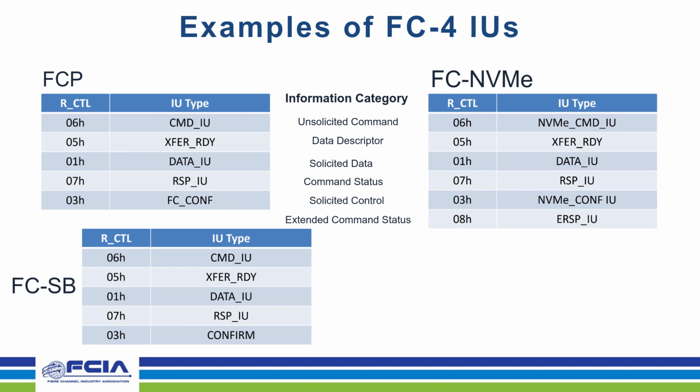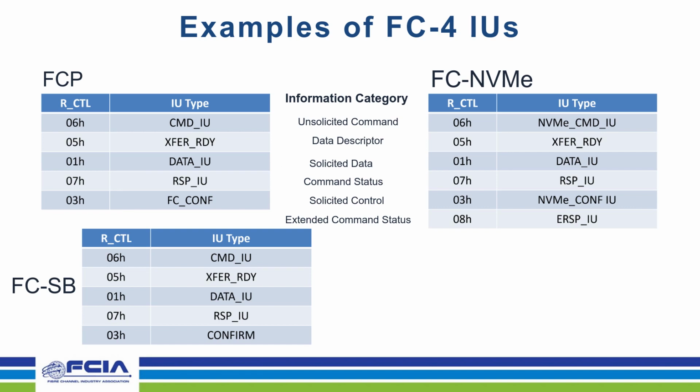So having said there's variation, I'm going to start with showing you some commonality. On this chart, I've selected a subset of the IUs that are defined in each of the 3 main Fibre Channel FC-4s, FCP, FC-NVMe, and FC-SB. And just for reference back to what we talked about earlier, I list which information category the FC-4s have used for those IUs.